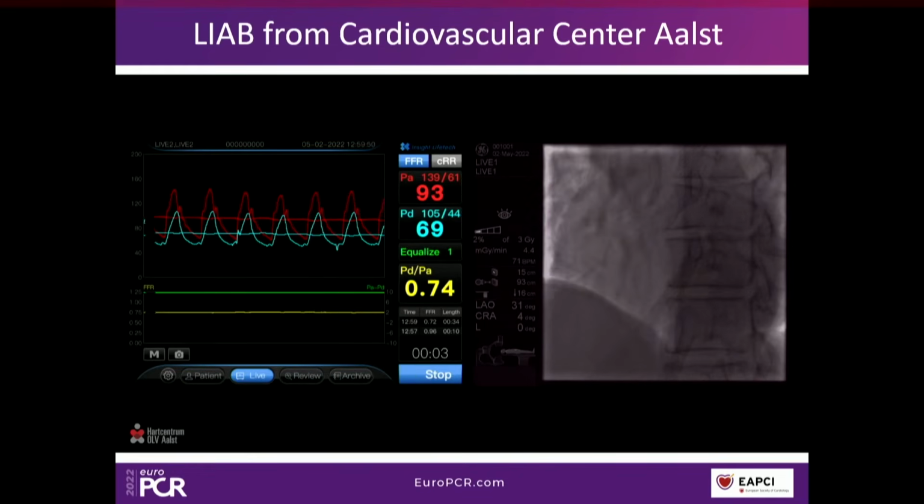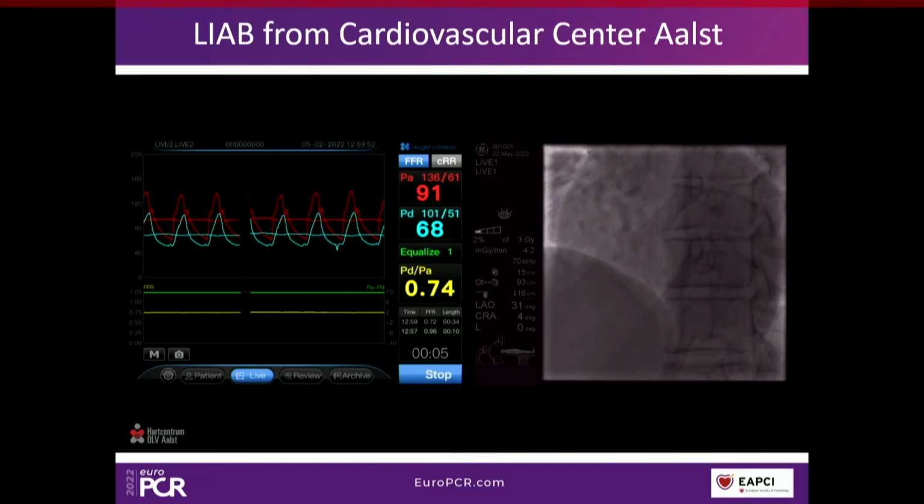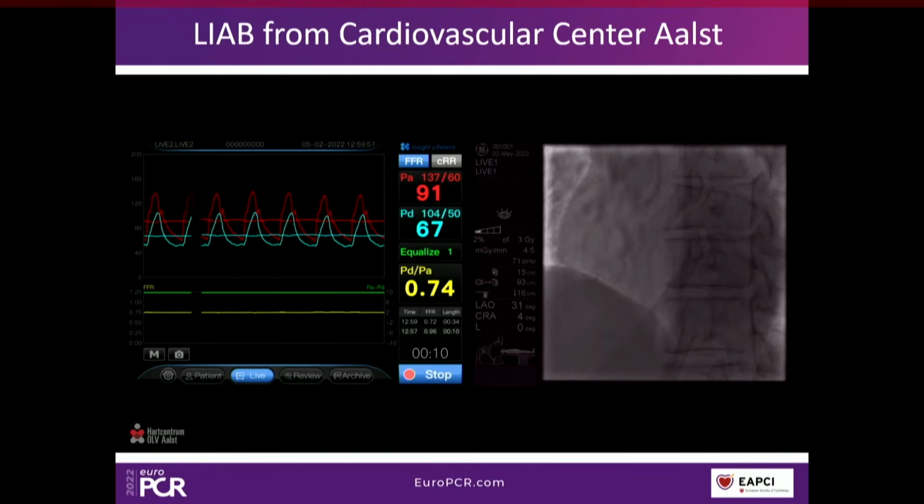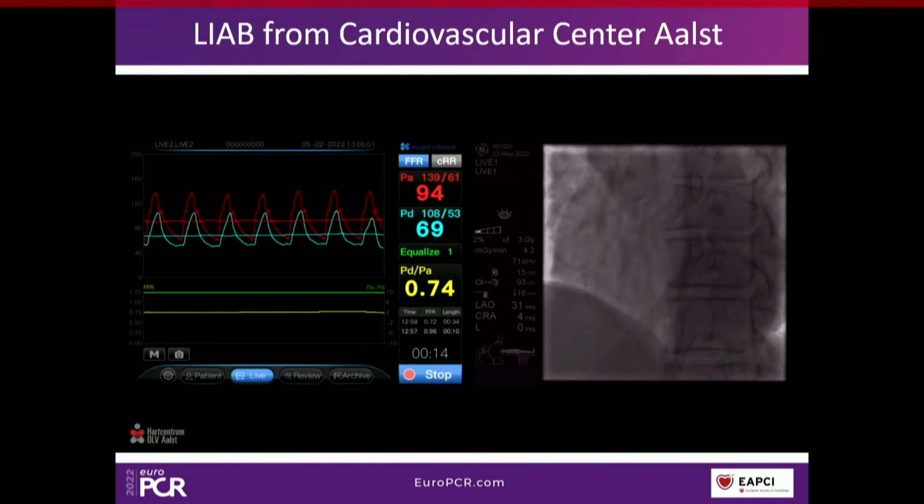Okay, and then we will perform a pullback. The pullback is very easy as we're working over the workhorse wire, and we just have to retract the FFR catheter with the workhorse wire still in the distal vessel.